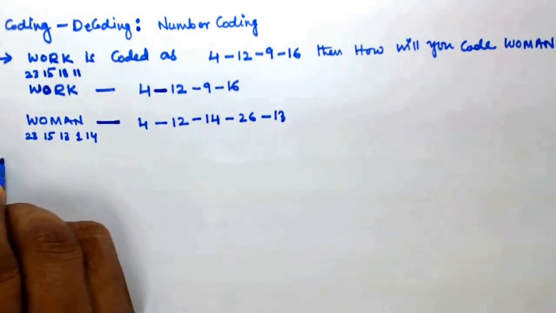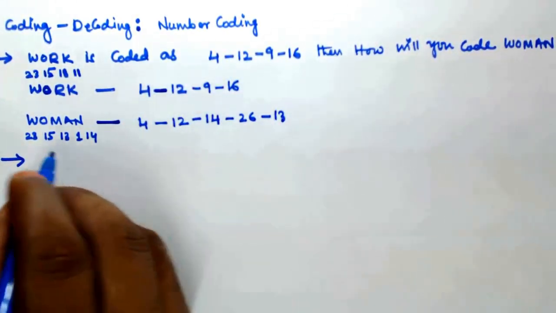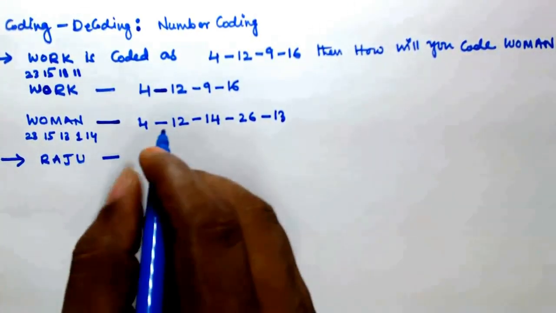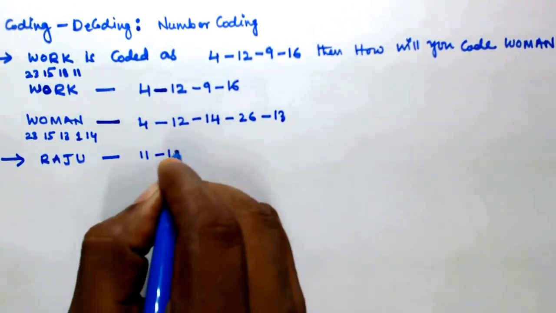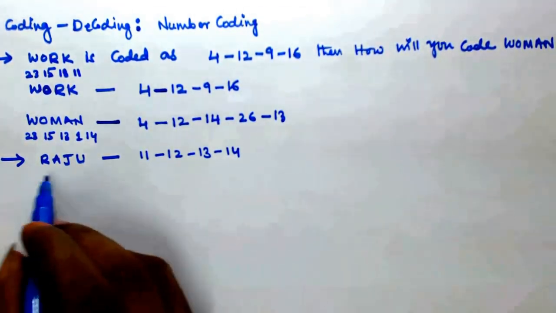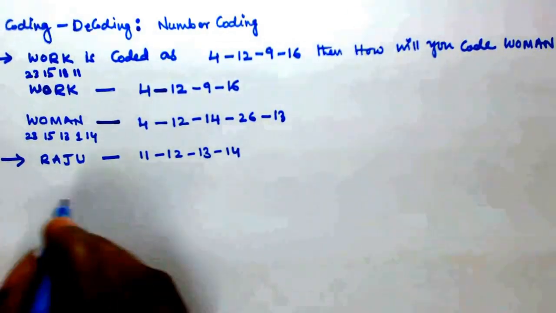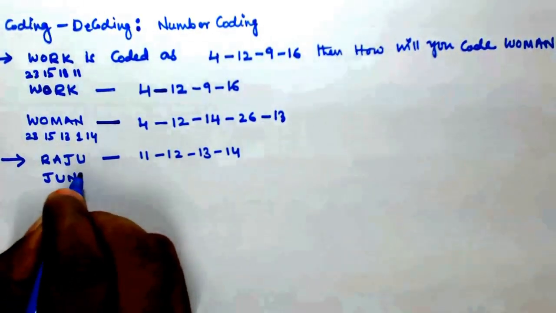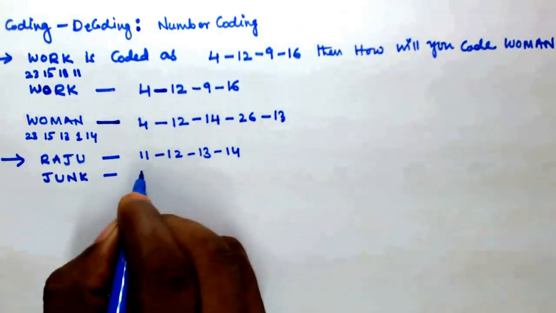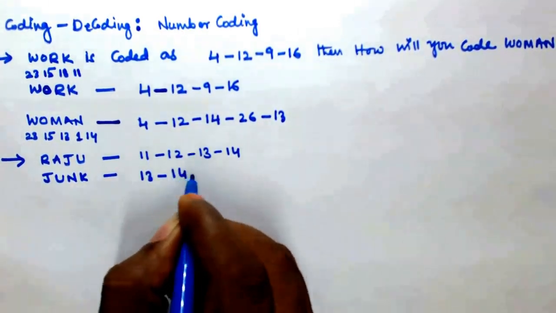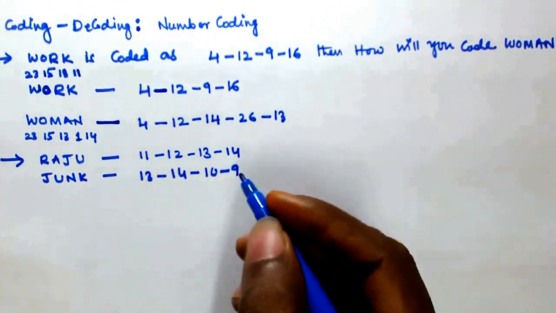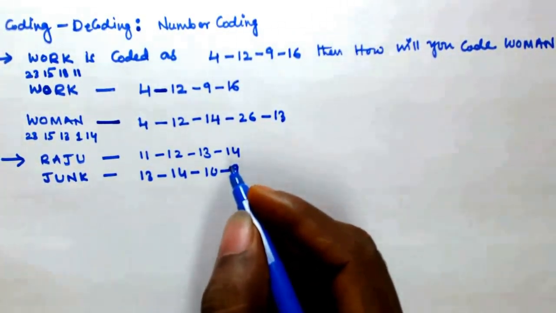So let's see another kind of problem based on number coding. In a certain code, Raju is coded as 11, 12, 13 and 14, and junk is coded as 13, 14, 10 and 9.